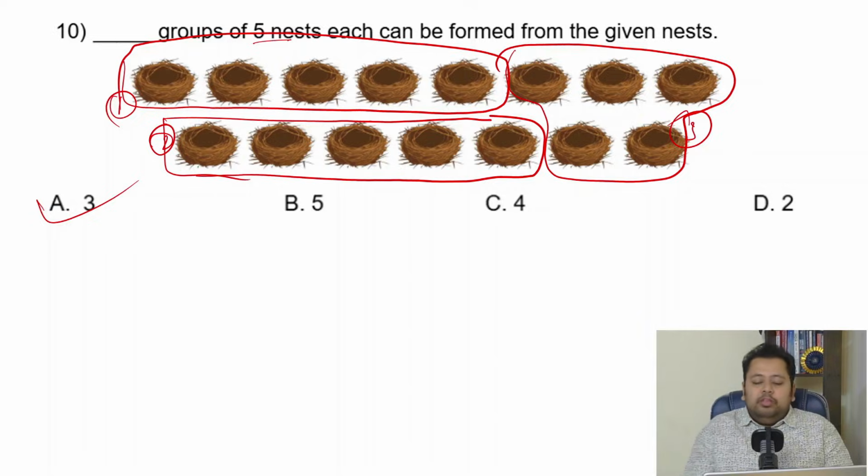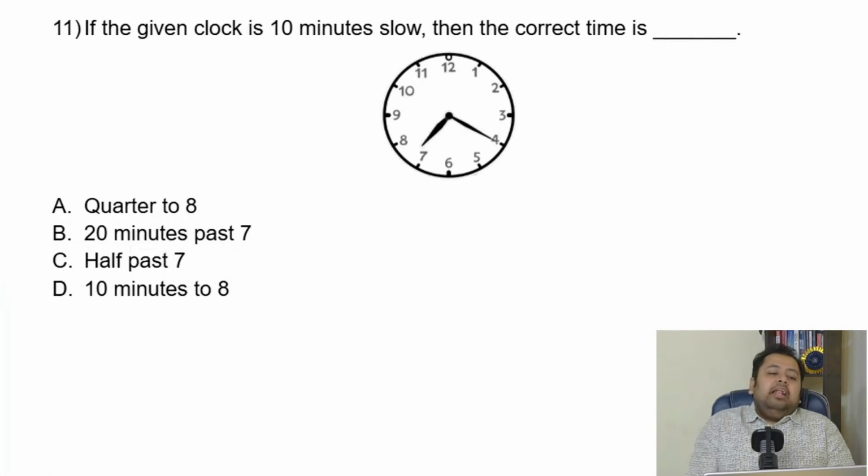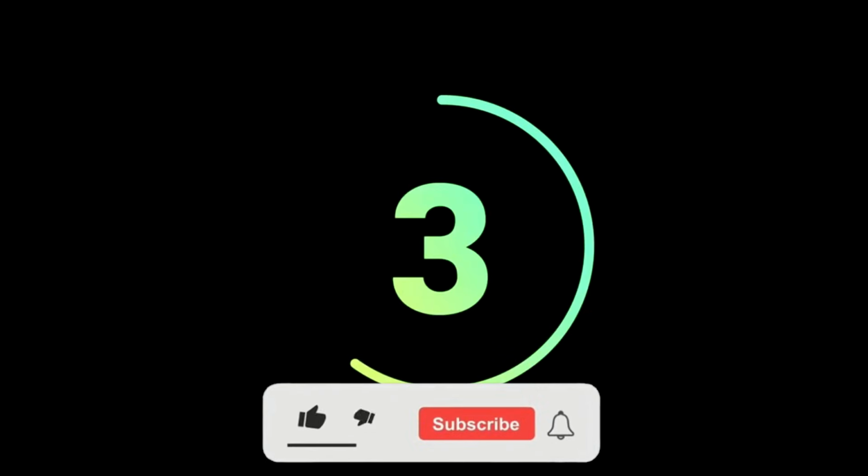And now we move to the next section, that is mathematical reasoning. Question number 11. If the given clock is 10 minutes slow, then the correct time is dash. So the clock is 10 minutes slow now. So what should be the correct time right now? Pause the video, solve it first, and then look at the solution.